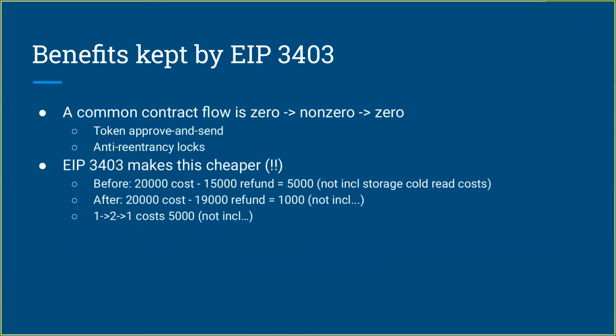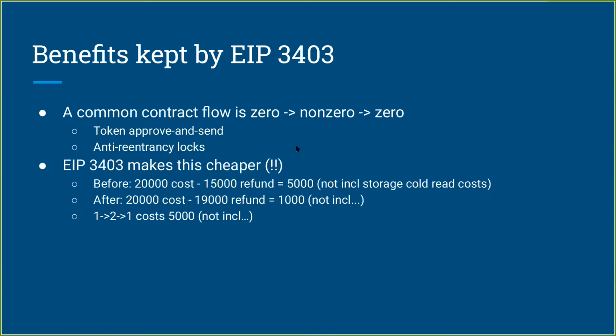So, kind of concrete benefits of EIP-3403. One common contract flow is a storage slot going from 0 to non-zero to 0. And there are two use cases of this. One is a token approve and send.